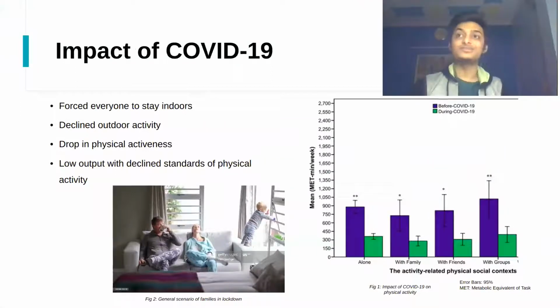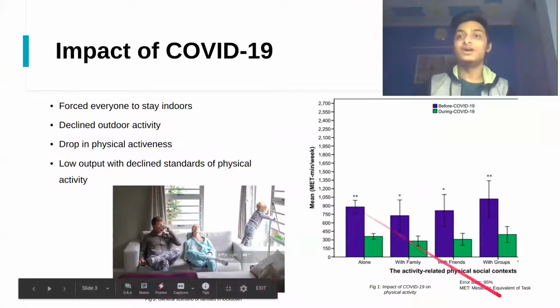And we were quite interested to find out that the mean of the metabolic equivalent of task, which is basically activity, has dropped down significantly during COVID-19. So you can see in all these sections, the activity has dropped down significantly. Now there are quite a few reasons for this.